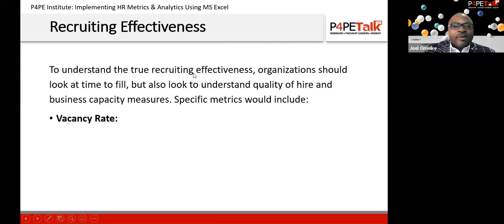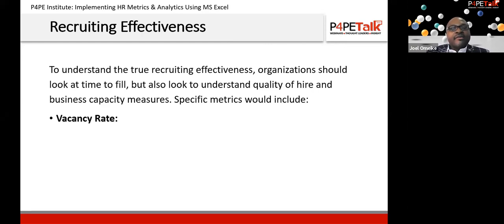Let's look at some things to measure. One, vacancy rate. This is one measure that most people do not measure in their organization. They don't track vacancy rate. Vacancy rate refers to the percentage of roles, positions in the organization that are vacant.